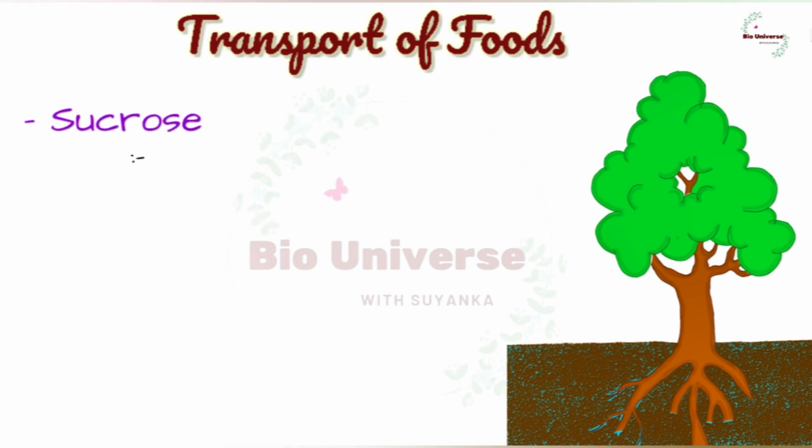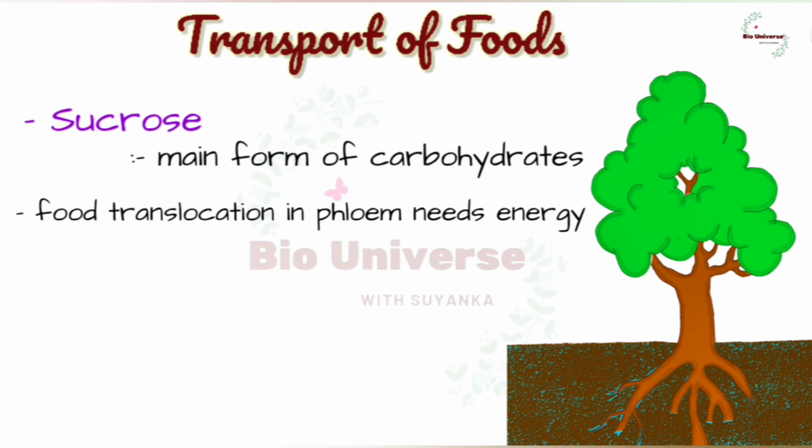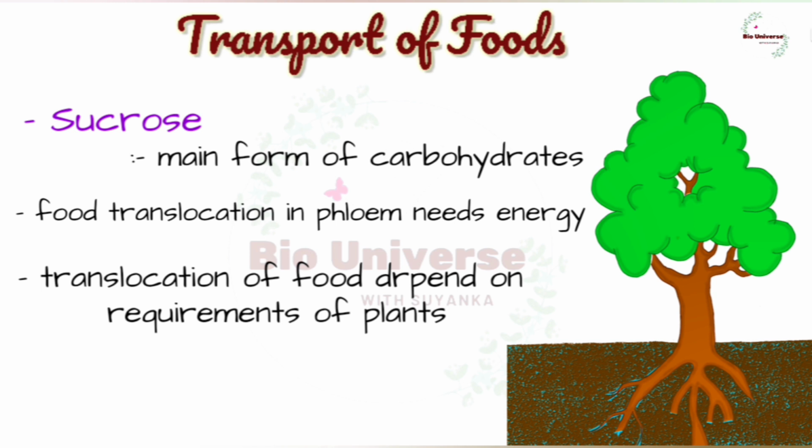Sucrose is the main form of carbohydrate that is translocated in plants. Its translocation into the phloem tissue occurs with the expenditure of energy. When sucrose is synthesized in the leaf cells, the osmotic pressure of the cells increases. As a result, water from the surrounding cells is forced to flow into the leaf cells by osmosis. This causes sucrose to be translocated from the point of its synthesis to the receiving end in the form of solution. This process is dependent on the requirement of the plant.